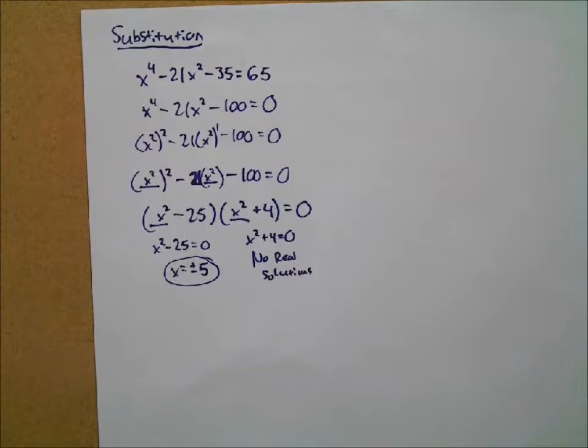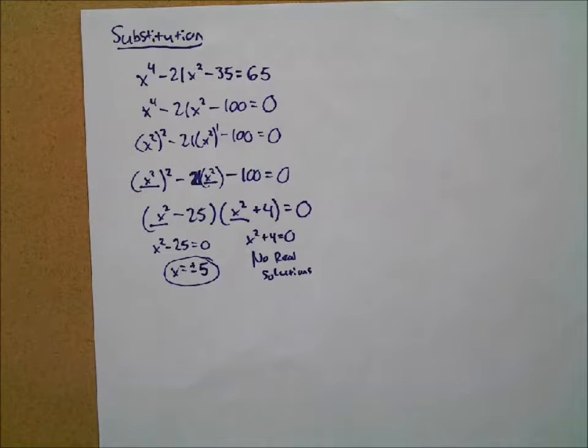Okay? You could even, if you wanted to, use the quadratic formula for a problem like this. Except it would not be x equals negative b plus or minus the square root of b squared minus 4ac all over 2a. In this case, it would be x squared equals negative b plus or minus the square root of b squared minus 4ac all over 2a. Okay? So, you could do it that way too. But I won't do that to you right now. All right?